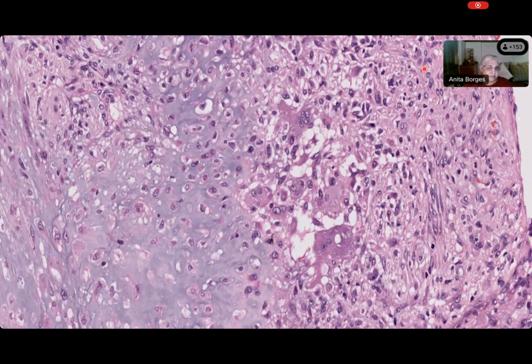Ma'am, because it is a part of the tumor. How do you know it's part of the tumor? Zara, why is this not articular cartilage? Because all articular cartilage is hyaline cartilage.